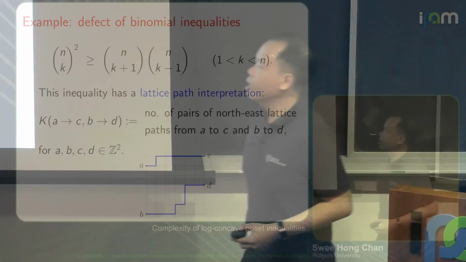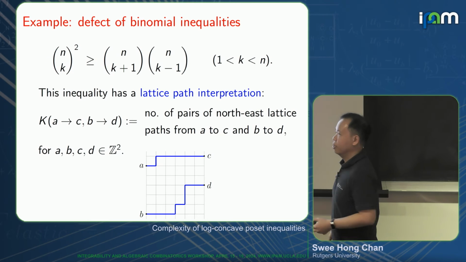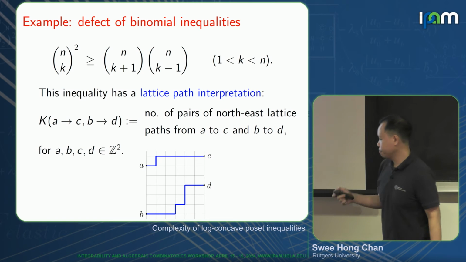For example, here is our binomial log-concave inequality that we saw at the beginning. This inequality actually has a combinatorial interpretation in the following way.